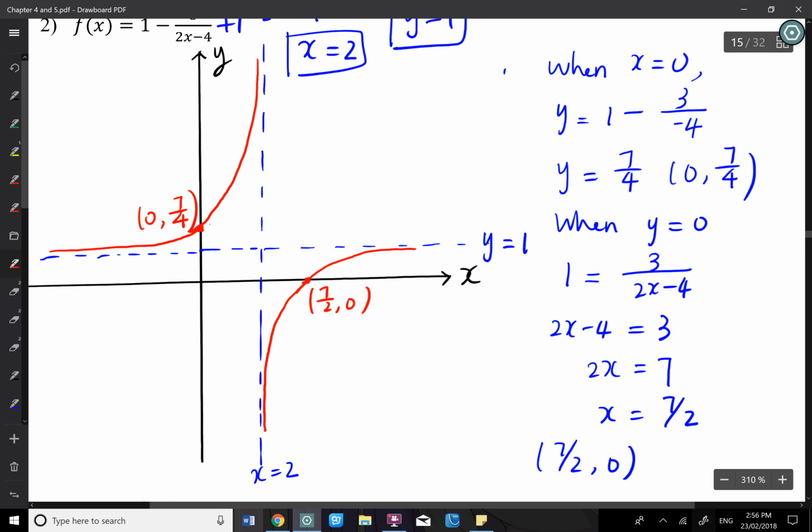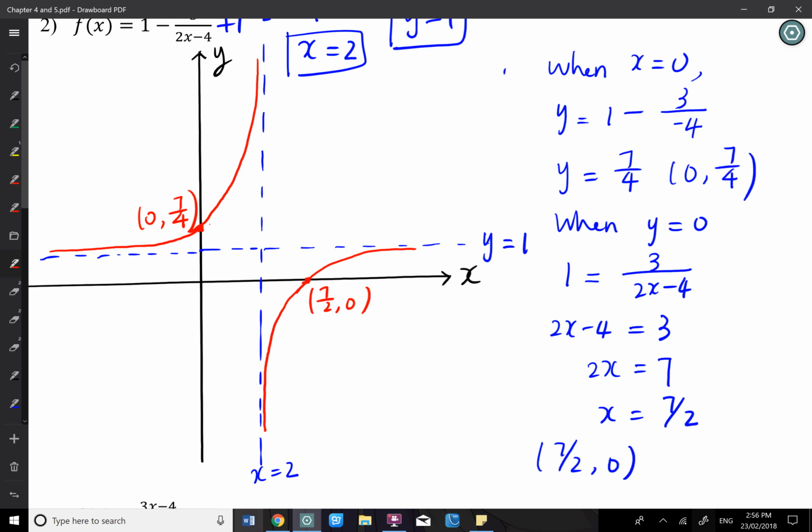Okay, so 2 points need to be labeled and 2 equations need to be labeled. That's how we sketch a hyperbola graph.